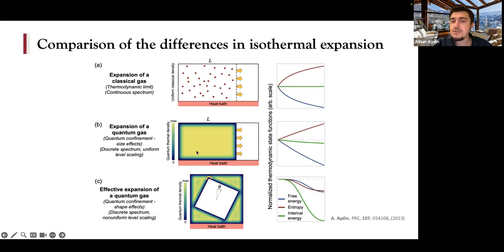Okay, if you look at the expansion of a quantum gas, where it is basically a confined gas, so there are quantum size effects involved, the situation is more or less similar, except there is also a decrease in internal energy. So this is known. This is not a very surprising result, but the surprising result is the last one. Effective expansion of a quantum gas due to this size-invariant shape transformation leads to the decrease of all three quantities. Now maybe you see more clearly that internal energy compensates the decrease in free energy and entropy as it should, right? Because of the first law of thermodynamics.